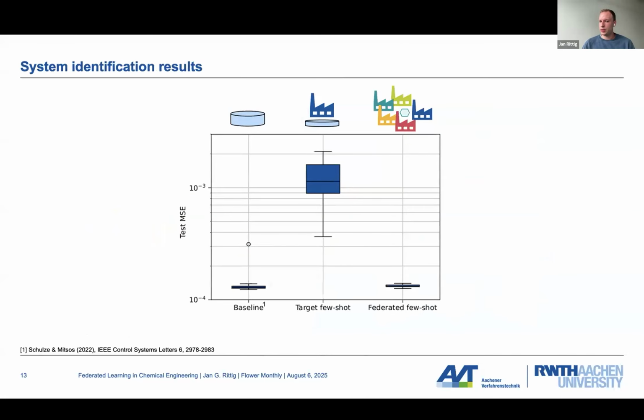And here we can see the results. In this plot, we can see the test mean squared error of this machine learning model for the 3 different scenarios. And what we can see is that the baseline model, like if the 5th chemical company had collected data on their own, compared to the target few-shot, where it only uses individual data, has a much lower error. But if we then apply this federated learning scenario where the companies exchange the models, we can get a similar error, even though the 5th chemical company has not collected any additional data.